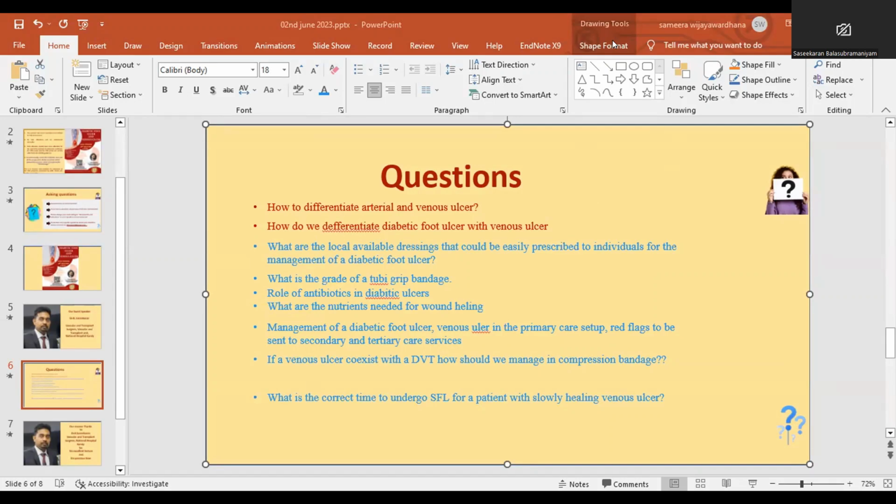What are the nutrients needed for wound healing? I am not a nutritionist, but my policy for any patient is to think about protein. These patients are protein malnourished. An easy way to replace protein is egg white. If the patient has a huge ulcer, I would say sometimes for a day they have to take 3 or 4 egg whites. That is to replace protein.